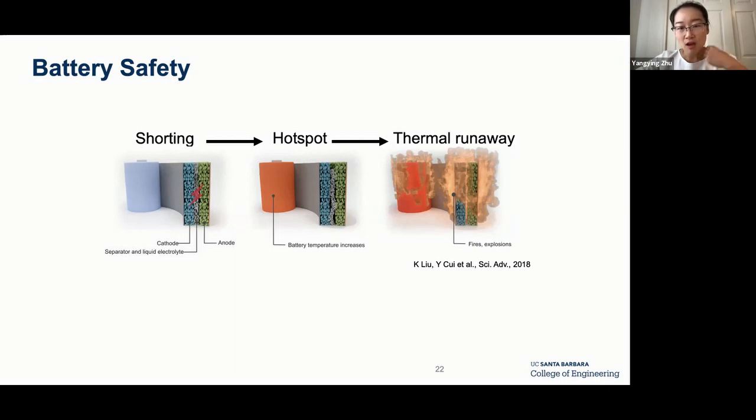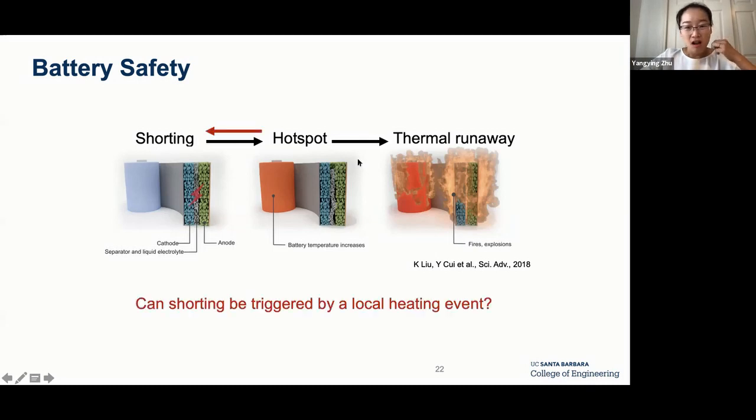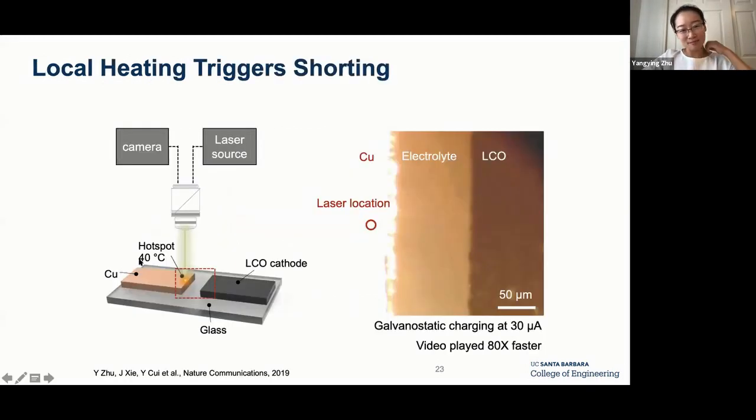So if you have a non-uniform temperature inside a battery, this can potentially cause non-uniform chemical reactions, and that can potentially cause shorting. And so our question is, can shorting actually be triggered by a local heating event? And the answer is yes. We did a very simple experiment where we have a battery, and we use a laser to create a temperature hotspot of only about 40 degrees Celsius.